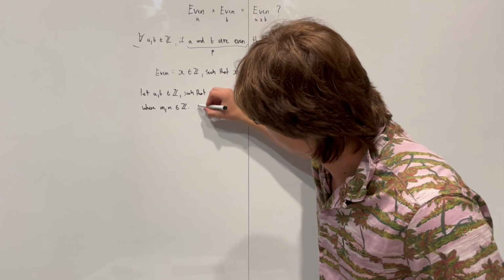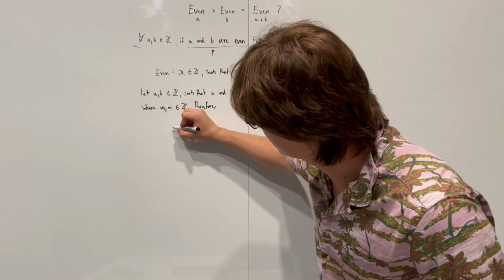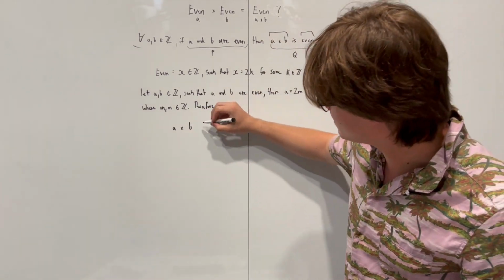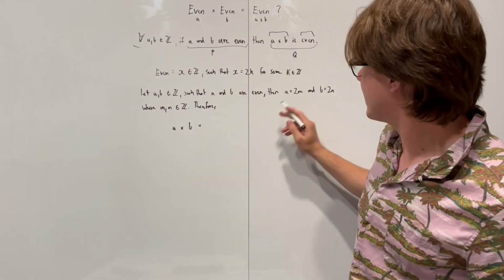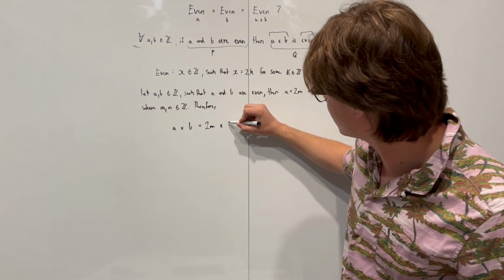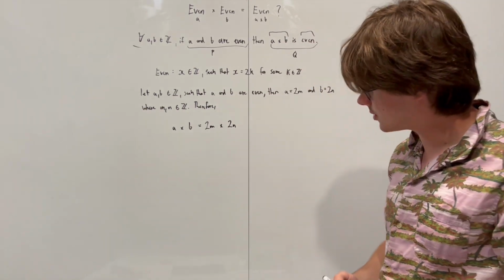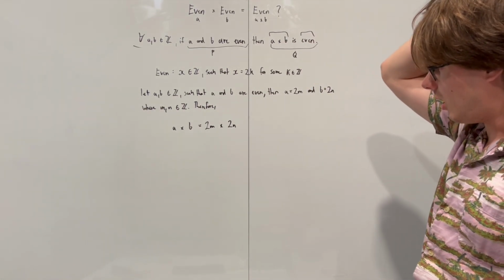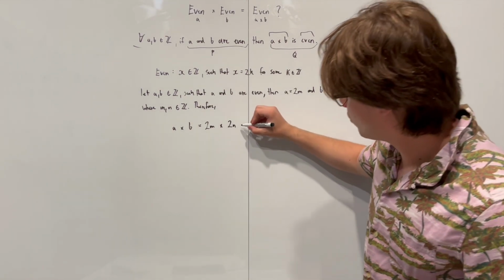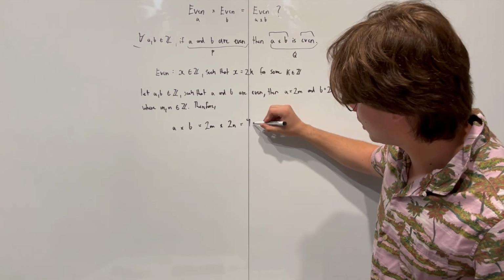Therefore, a times b is going to be, let's unpack what we just defined a and b as, 2m times 2n. Awesome. Well, how are we going to separate this, right? Well, we can rewrite this as 4mn.